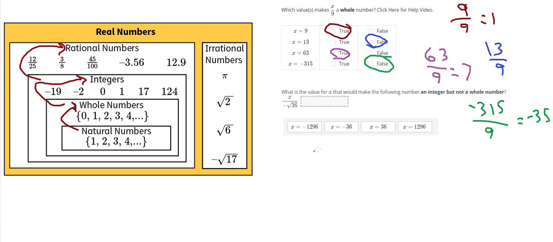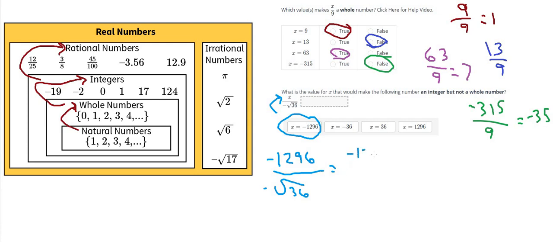And this other question, what is the value for x that would make the following number an integer but not a whole number? So if we put x equals negative 1296 into here, we'll see what happens. So this would give us negative 1296 divided by the negative square root of 36. Square root of 36 is 6. We would have negative 1296 over negative 6. And this would be 216. So this is an integer, and it's also a whole number, so this is not what we're looking for.